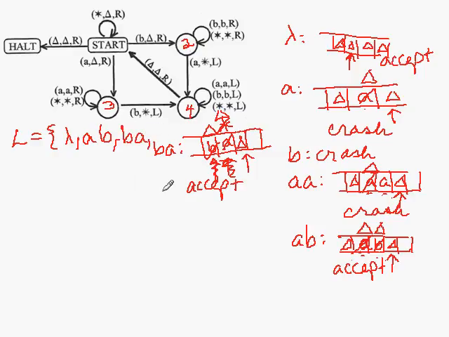AB, BA. Alright, so far we see some things about these strings. They're all even length, but the string AA was even length and it caused the machine to crash. So the language is not strings of even length. What else could it be? Well, it could be that the number of A's and the number of B's is odd. So let's test that theory with AABB.